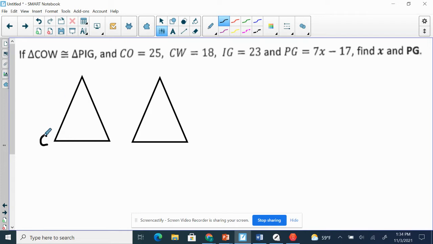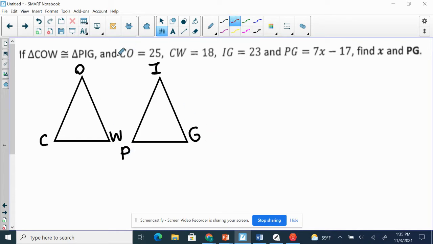So I'm going to start lower left, C-O-W, and you want to work in order. If you went the other way, that's fine. But make sure when you label your next one, you go in the same order. So I always start on the left, lower, and then go up and around, just so I have consistency every time I see a triangle. So I have cow and pig.